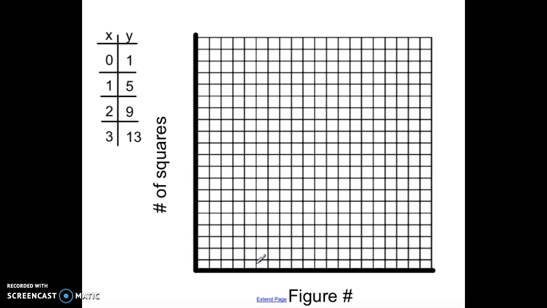So after 5 lines, I'm going to put my number 1. After another 5 lines, I'll put the number 2. And then after another 5, I'll put the number 3. And so the reason why I'm doing that is so I can use up most of my graph.